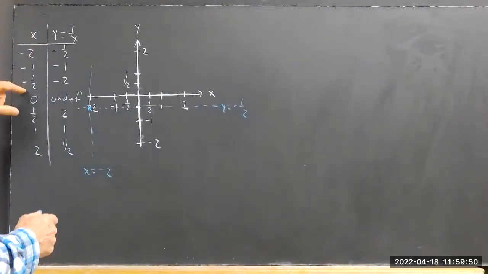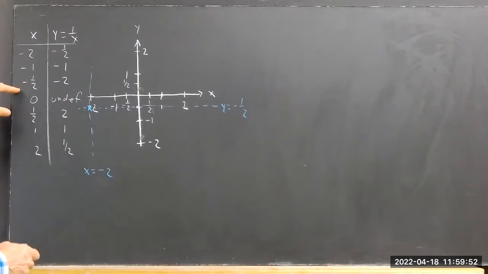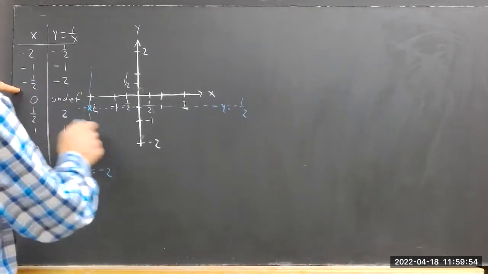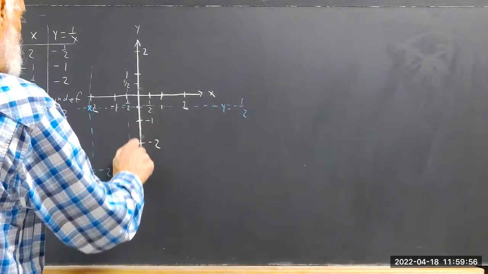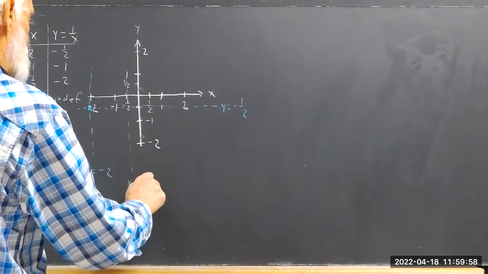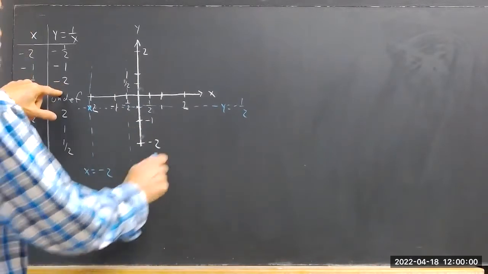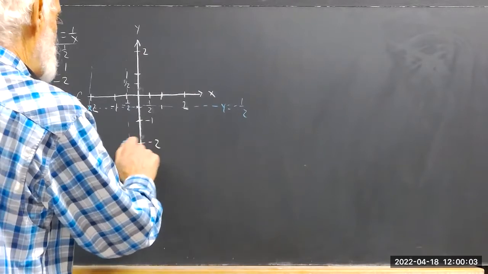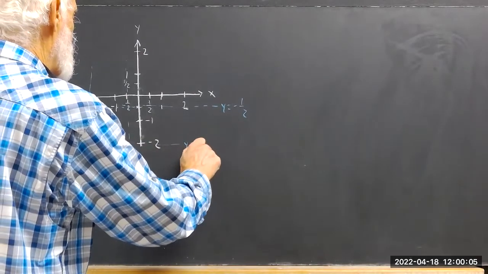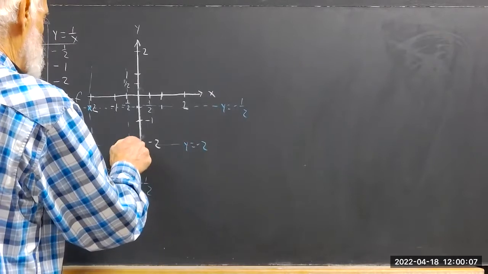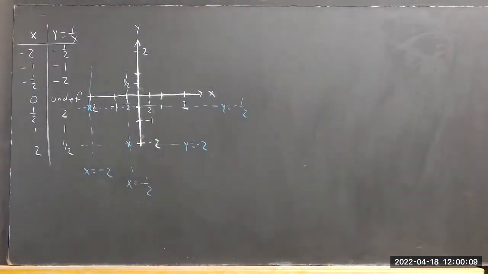So -1/2, -2 means that x is -1/2. Well, that occurs here. And y equals -2. That occurs here, so the point is here, right?